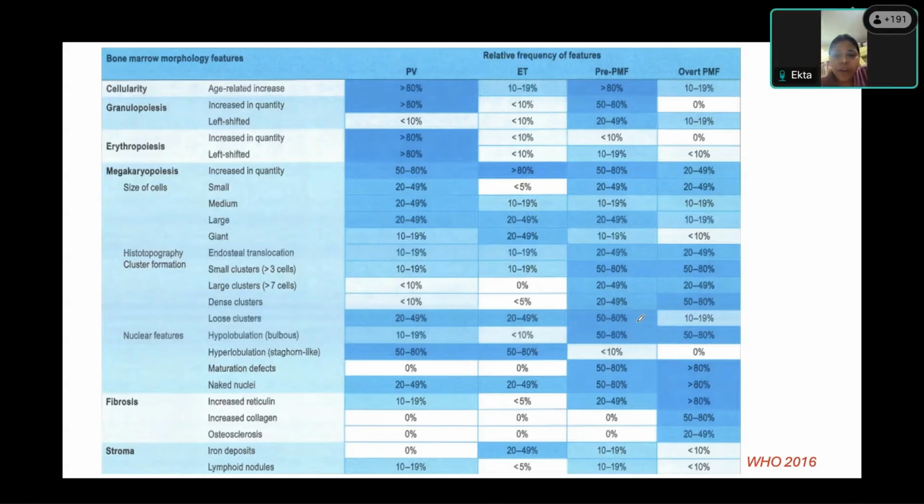Yes, sir. Anybody else? JAK2 exon 12 mutation. Right. That can also be seen in which one of these? Polycythemia vera. Wonderful, in polycythemia vera. And what else other than JAK2?